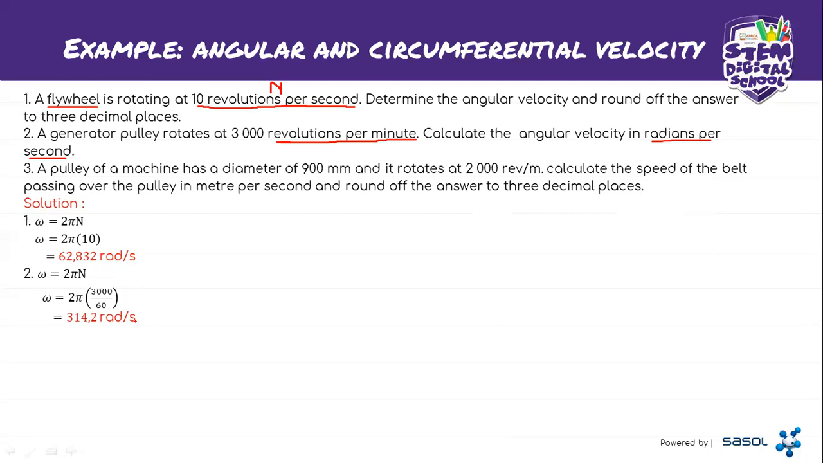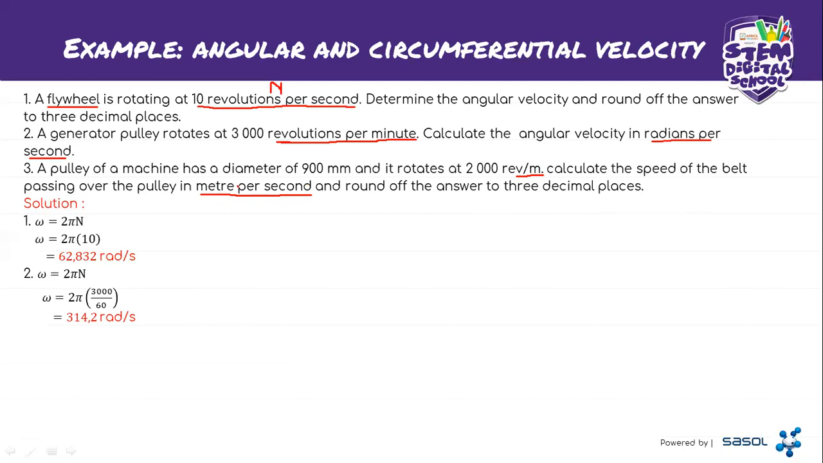The third question says a pulley of a machine has a diameter of 900 millimeter and it rotates at 2000 rev per minute. You can see per minute. Then we have to convert something there. Calculate the speed of the belt passing through a pulley in meter per second, right? We should now calculate the speed in terms of meter per second and round off the answer to 3 decimal places, right?